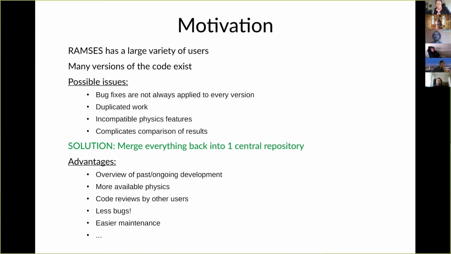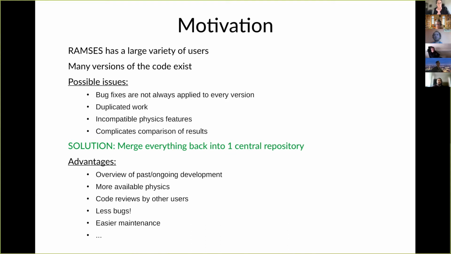An important one is that bug fixes are not always applied in every version. I've seen this both ways: something was fixed in the main repository but not pushed to another version, or the other way around. Also, work is often duplicated because people are not aware of what others have already implemented or are currently doing. And it sometimes complicates the comparison of results. So that's one of the reasons we want to merge back into one central repository.